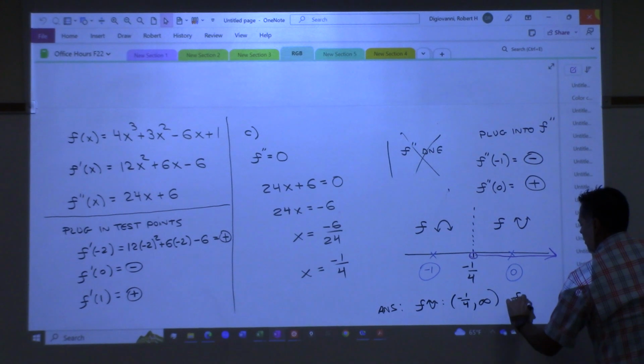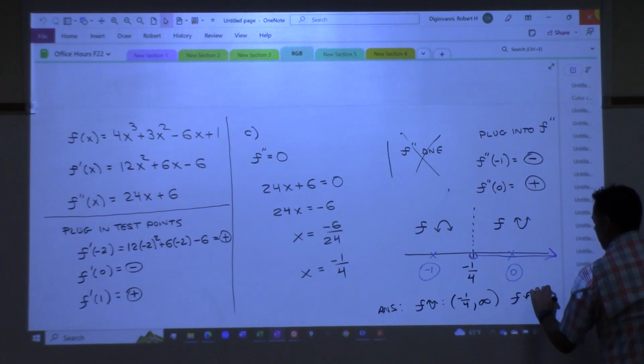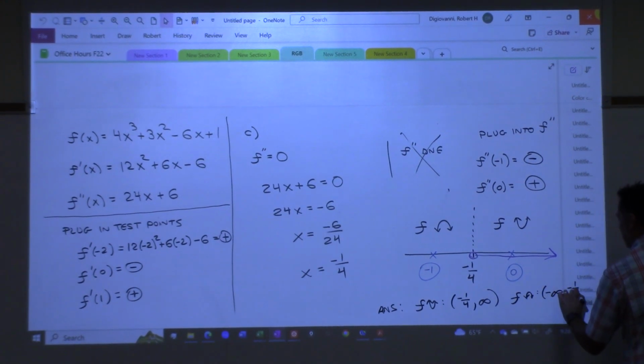And then the function is concave down to the left of -1/4. Any questions on that?